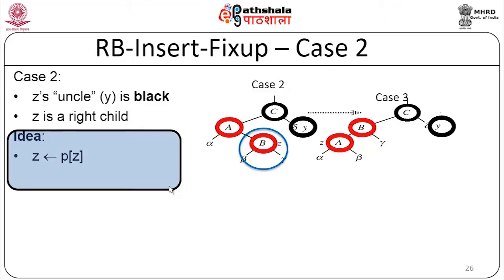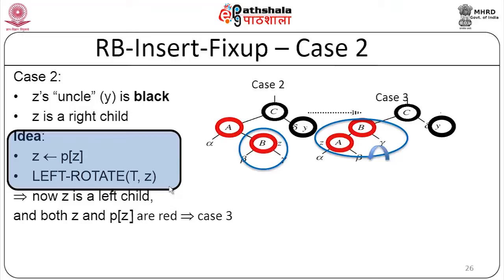Now, here the idea is that z becomes the parent of z. So, that is the new z. Now you interchange the two. So, you do a left rotate with respect to z, and now z is a left child, okay. Now, z is a left child and both z and P of z are red. So, this becomes case 3.